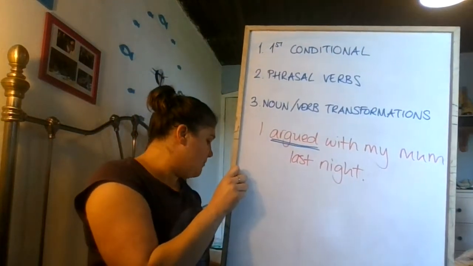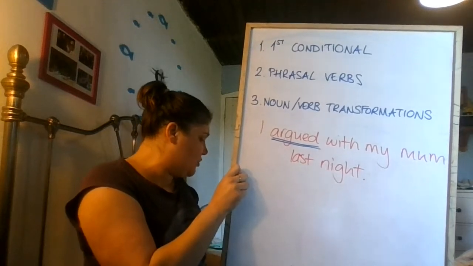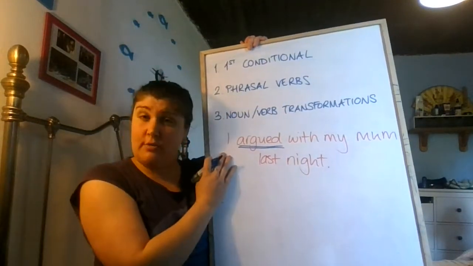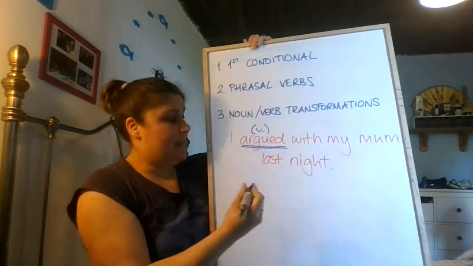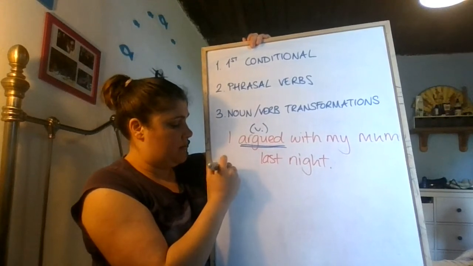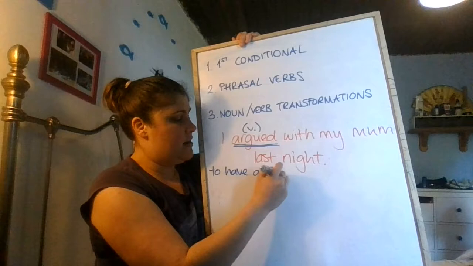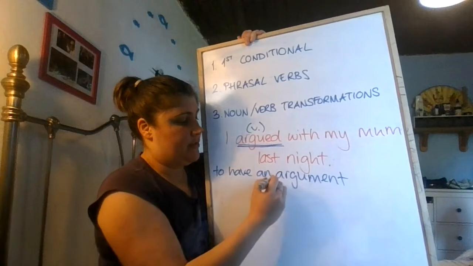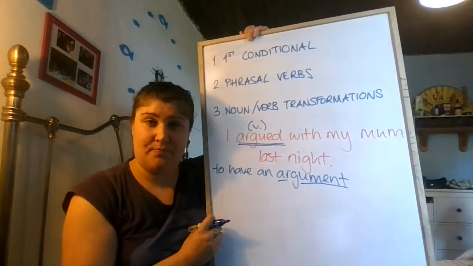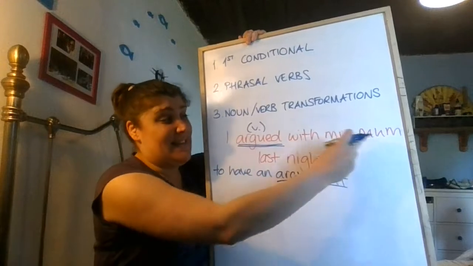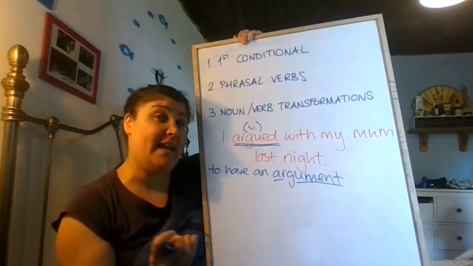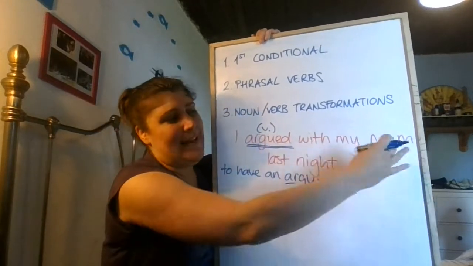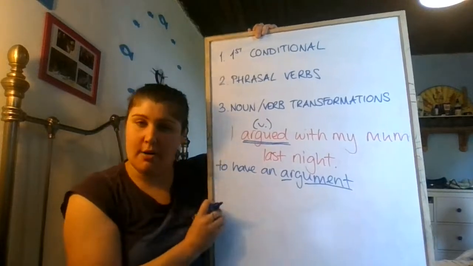Now, what is the noun from this verb? If you can't remember, it's on page 73 in your book. So argue is the verb. The noun is to have an argument. So this is the noun. So you need to write this sentence again, but changing the verb to the noun. So what's the complete sentence using argument?